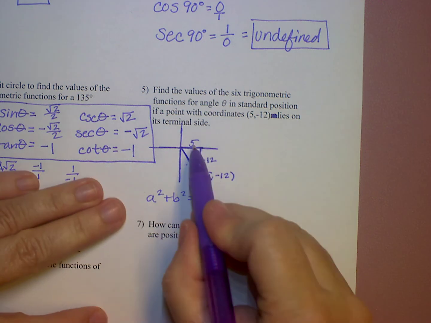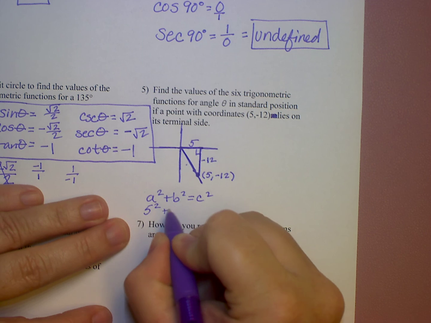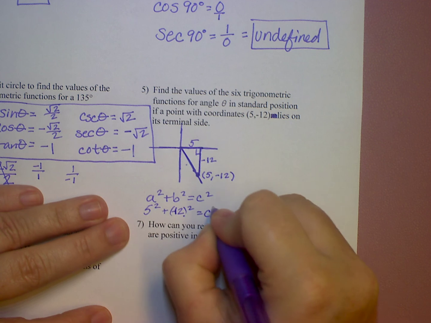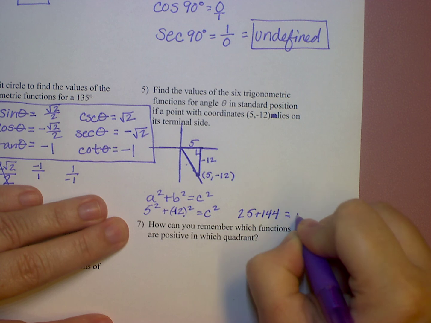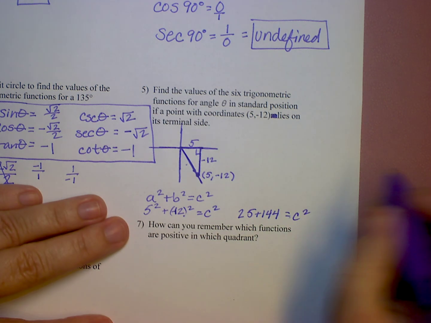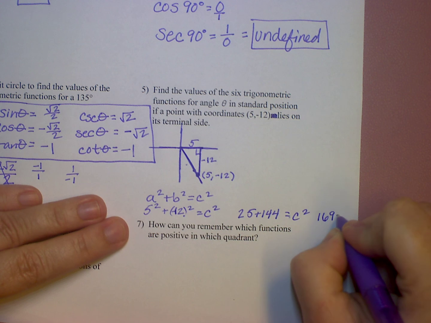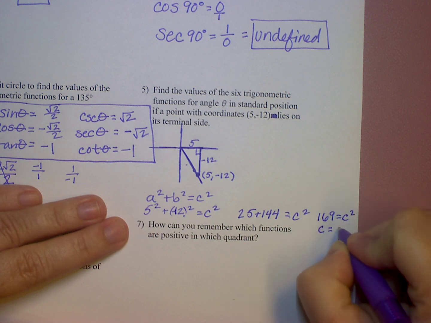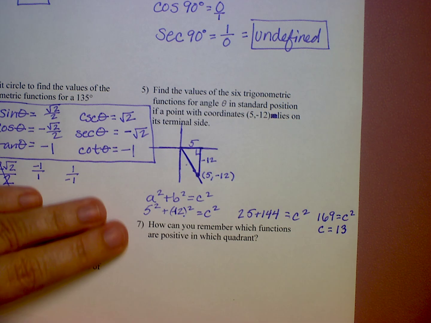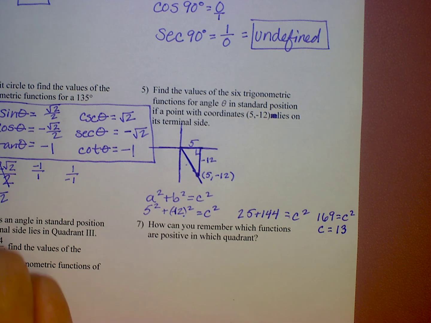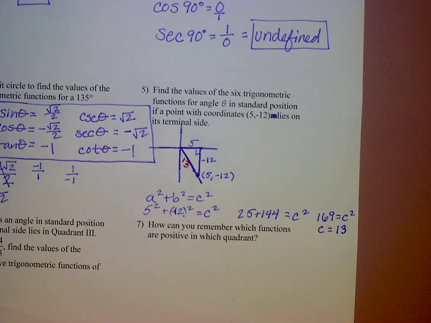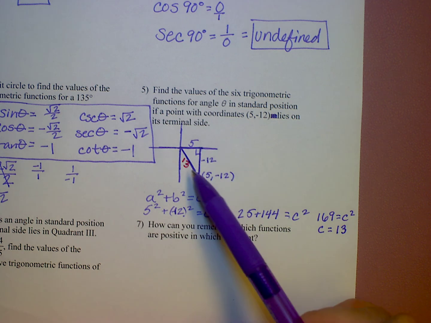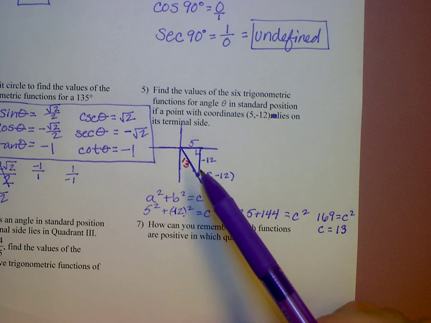So I have A and B, so 5 squared plus -12 squared equals C squared. So 25 plus 144. What does C squared end up being? 169. What is C? 13, because the square root of 169 is 13. So I can go ahead and label this side 13. So I have a triangle here. We're going to go back to good old Sohcahtoa.